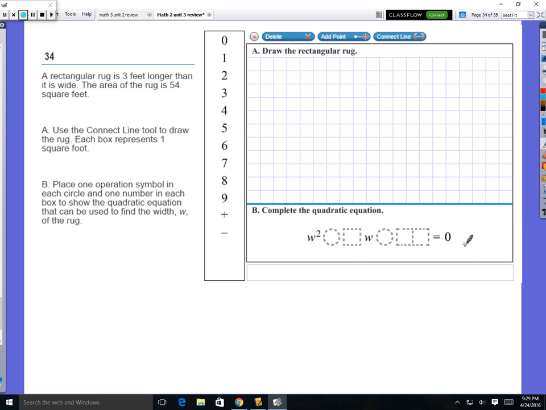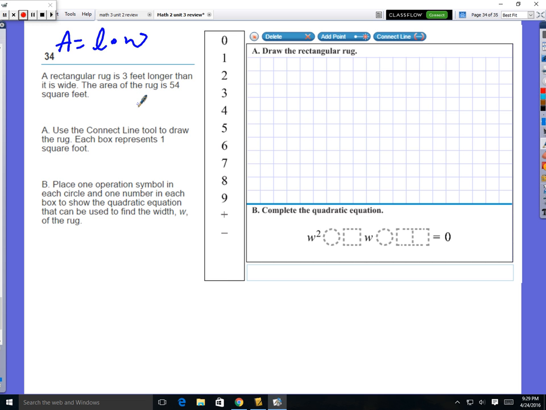34. A rectangular rug is 3 feet longer than it is wide. The area is 54 square feet. So what do we got to do here? Area equals length times width. And here's what we got. The rug is 3 feet longer than it is wide.